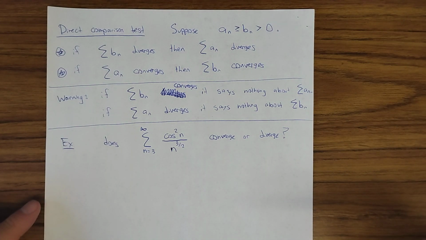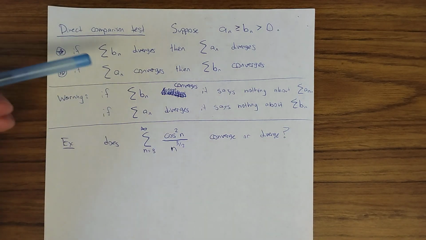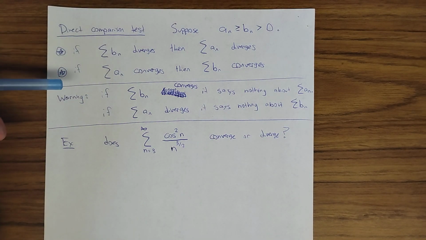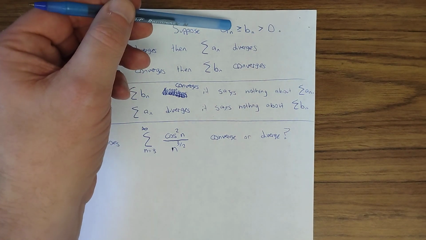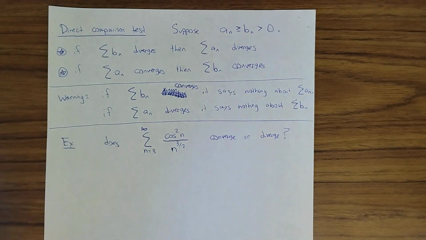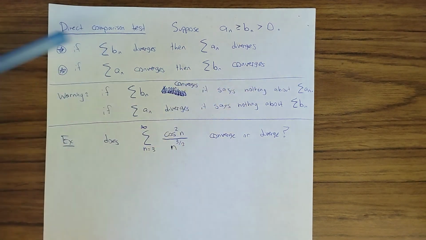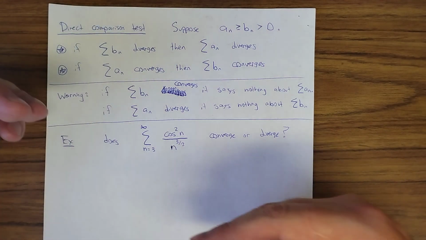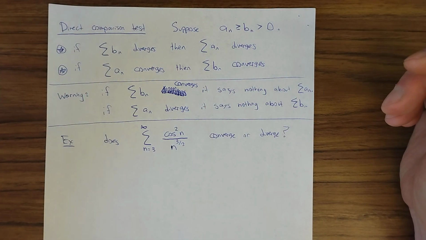So let me give you a warning. We have to be careful how we use this. And it's important which one's the bigger one, a sub n being greater than or equal to b sub n. If the smaller one converges, it doesn't say anything about the bigger one. It's possible for the smaller one to converge and the bigger one to diverge.